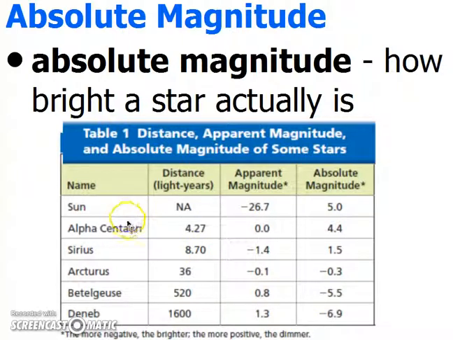Okay? So the sun is actually a 5.0. So it's actually pretty dim in comparison to the star named Deneb, which is a negative 6.9. Okay, so appearances can be very deceiving. Our eyes can play tricks on us.